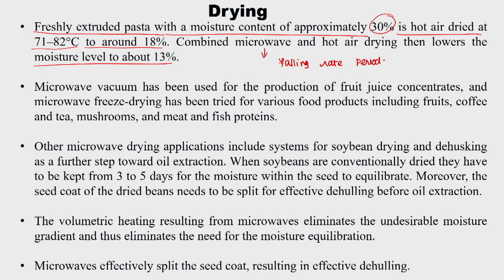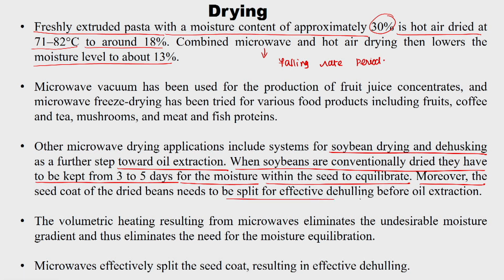Right. And some of the applications are soya bean drying and dehusking, in the sense that you need to remove the outer layer as well, as a further step toward oil extraction. When soya beans are conventionally dried, they have to be kept for 3 to 5 days for the moisture within the seed to equilibrate. Moreover, the seed coat of the dried beans needs to be split for effective dehulling before oil extraction.